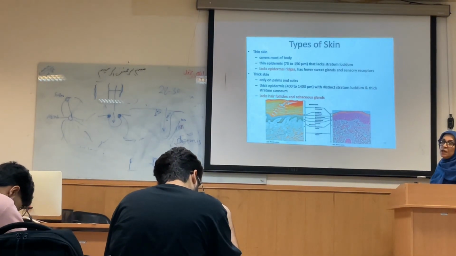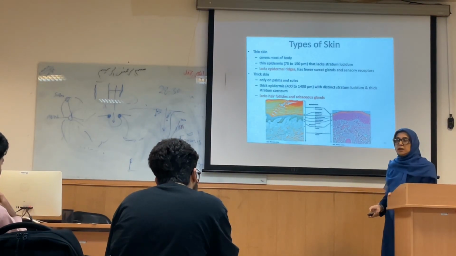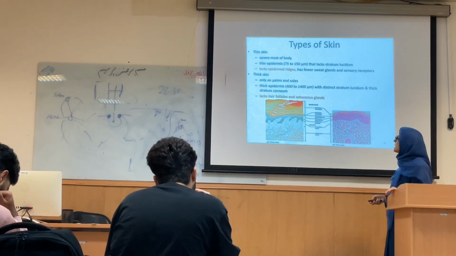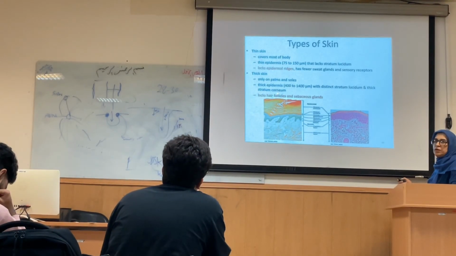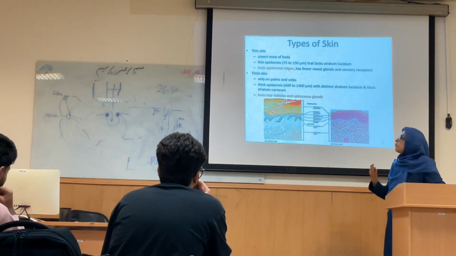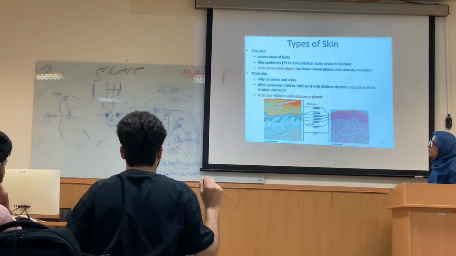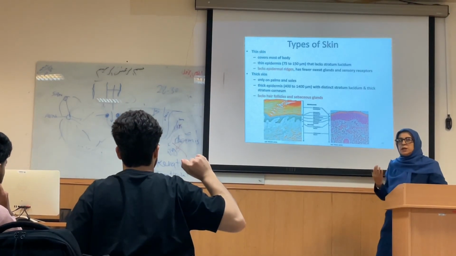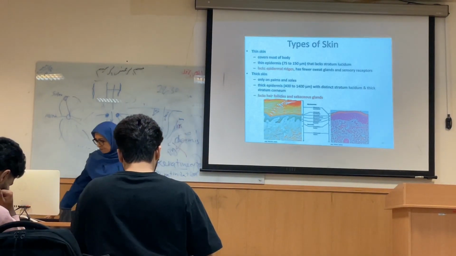In thick skin, the cornified layer may include 40 to 50 layers of keratin filaments, but in thin skin maybe between 5 to 10 layers. Thick skin doesn't have any hair follicles or sebaceous glands, but has more sweat glands compared to thin skin. And also the ridges and peaks that I explained for you are fewer in thin skin, but more in thick skin.